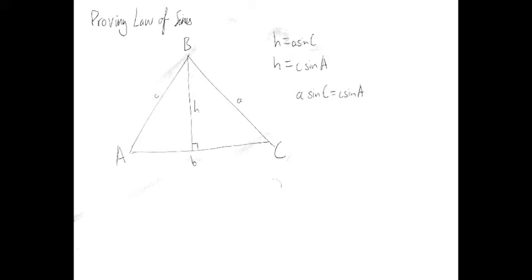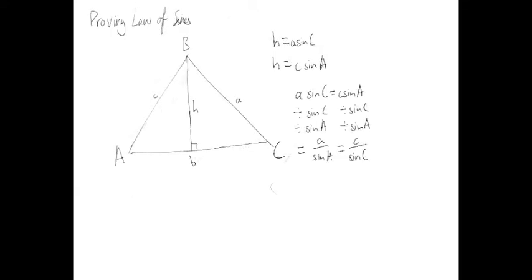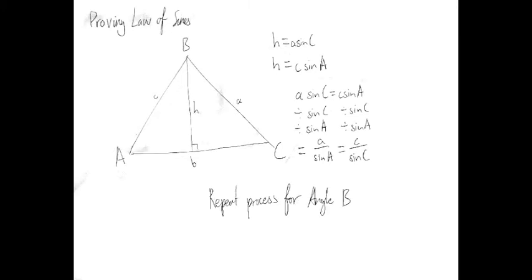Then we divide them by sine angle C first, and then sine angle A. But the order does not really matter here, because in the end, the result will still be the same. And we would get A over sine A is equal to C over sine C, thus proving the law of sines. We can also repeat the process to prove it for angle B as well, using the same kind of method, but just changing the variables.